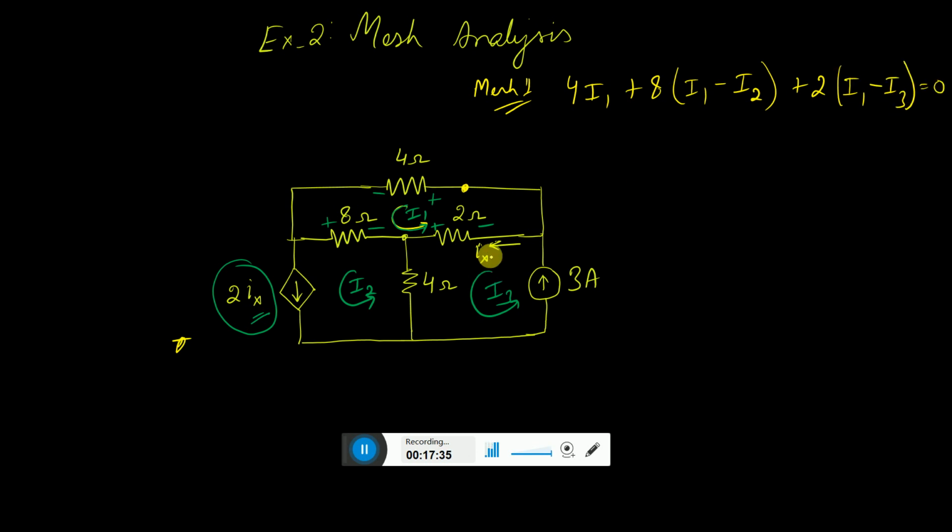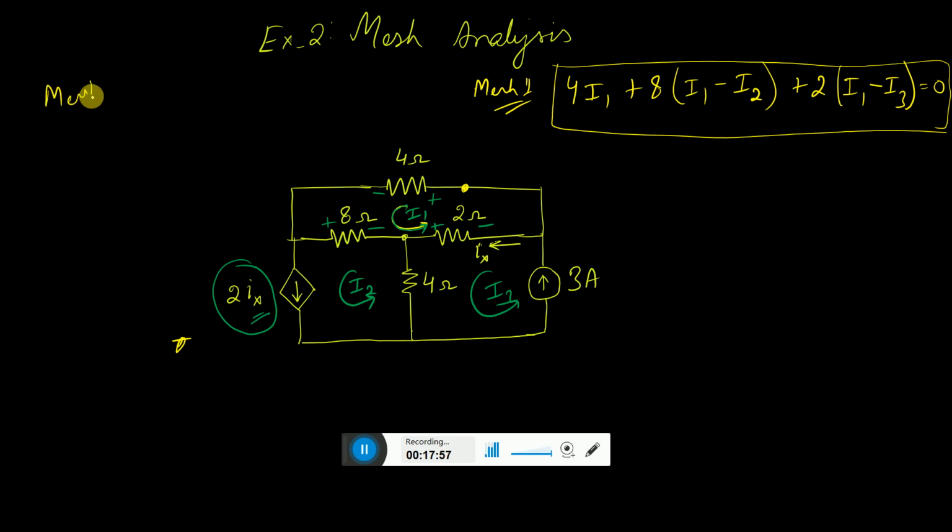Don't worry about this Ix. It is the current which is flowing through the 2 ohm, and that is mentioned because this Ix is somehow related with the dependent current source. So like that we have one equation done for mesh 1. Similarly, suppose you have mesh 2.